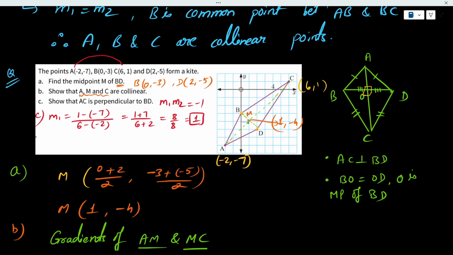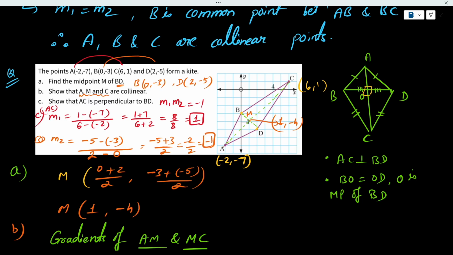Okay, now this m1 is for AC. After that, you need to take the other diagonal, BD, because you need to show that AC is perpendicular to BD. So for BD, if I take m2 as the gradient, you take -5 minus (-3), by x2 which is 2 minus 0. Because here for BD, y2 is -5 minus -3. So this is -5 plus 3 by 2, which is -2 by 2, which is -1.